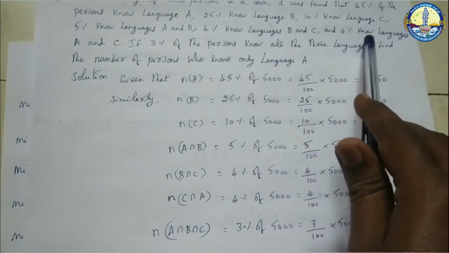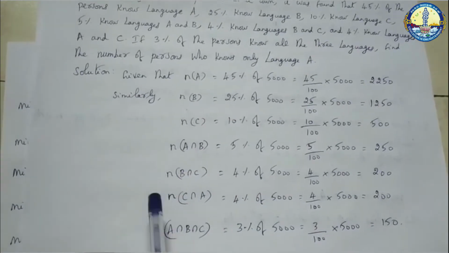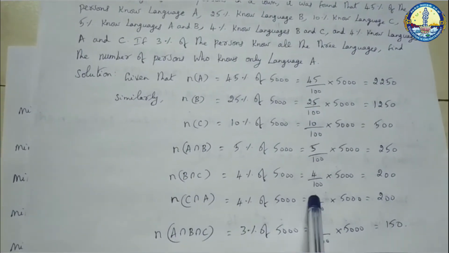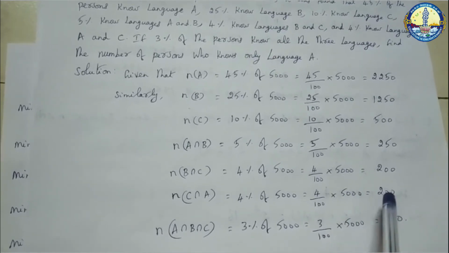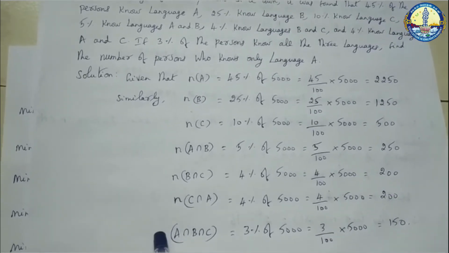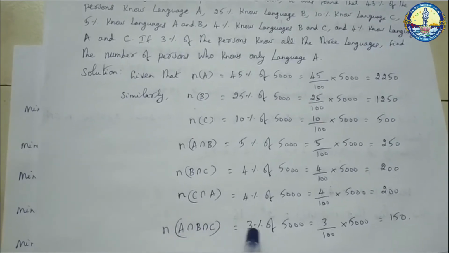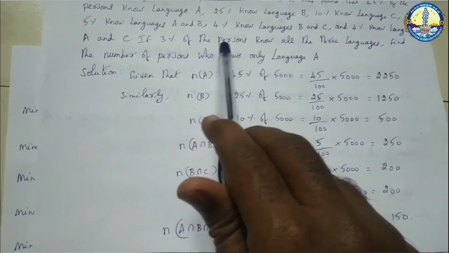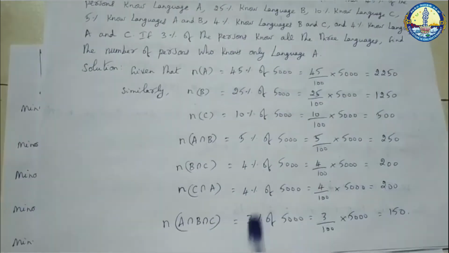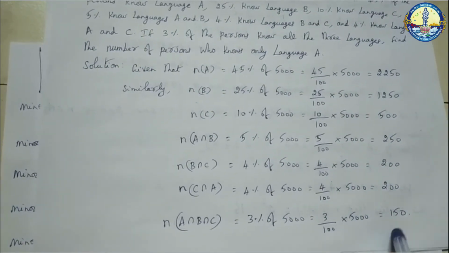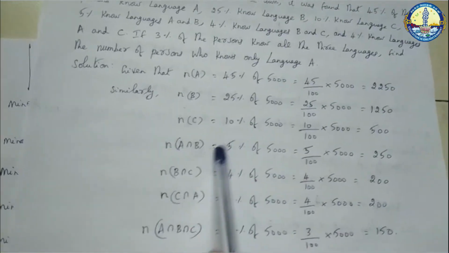Similarly, 4% know languages A and C. So the number of C and A is 4% of 5,000. 4 by 100 into 5,000 equals 200. So the number of persons who know all the three languages, A intersection B intersection C, 3% of the persons know all the three languages. So 3% of 5,000, 3 by 100 into 5,000, is 150. So this is all the given data.